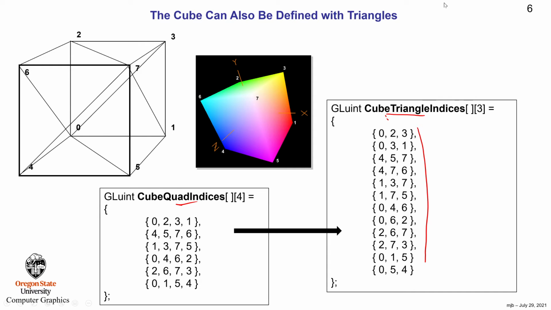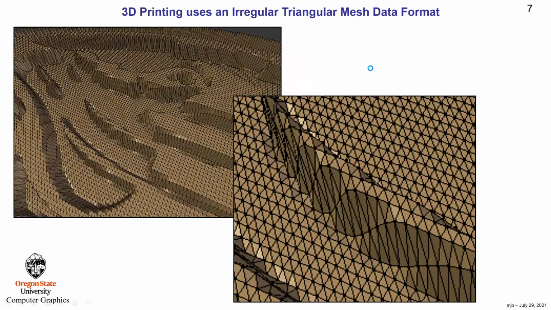And like we've talked about before, one of the big advantages of triangles is that, by definition, a triangle has to be planar and has to be convex, whereas a quad is not necessarily planar and is not necessarily convex. So we typically do these kinds of meshes in triangles.